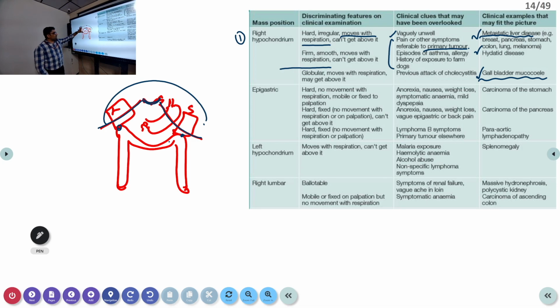So all of these structures move with respiration, mainly because they are attached directly or indirectly to the diaphragm. Okay. So when the diaphragm moves with respiration, it also moves. Similarly, here you can see that it moves with respiration. Okay, so the liver moves with respiration.